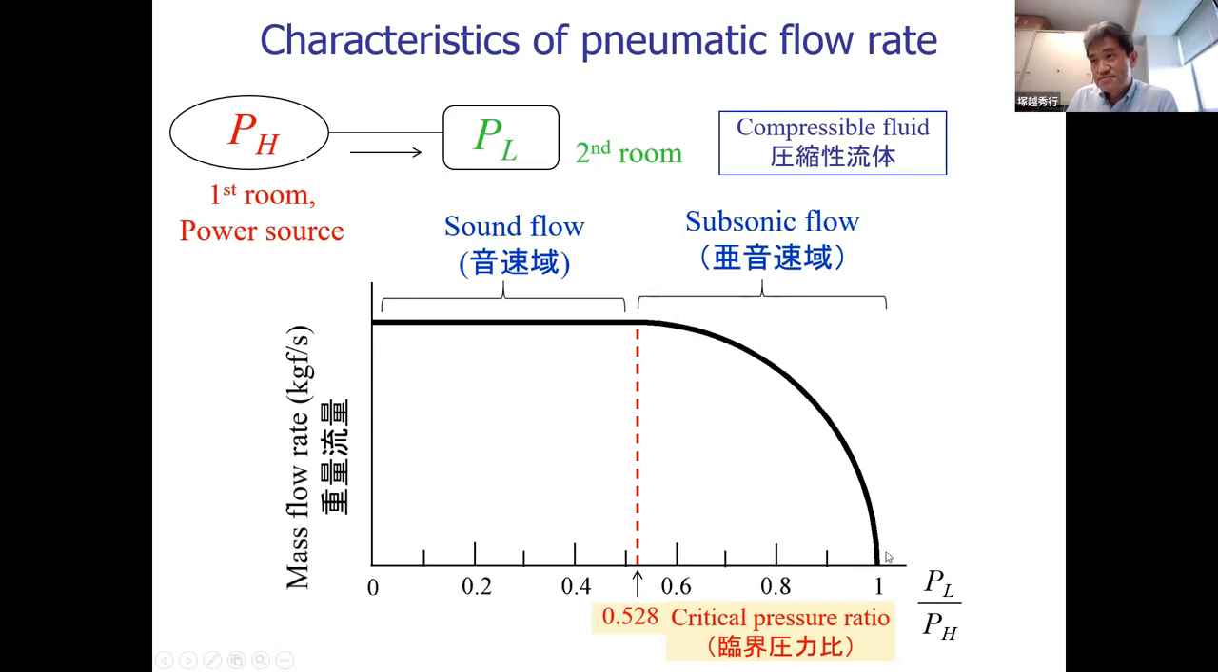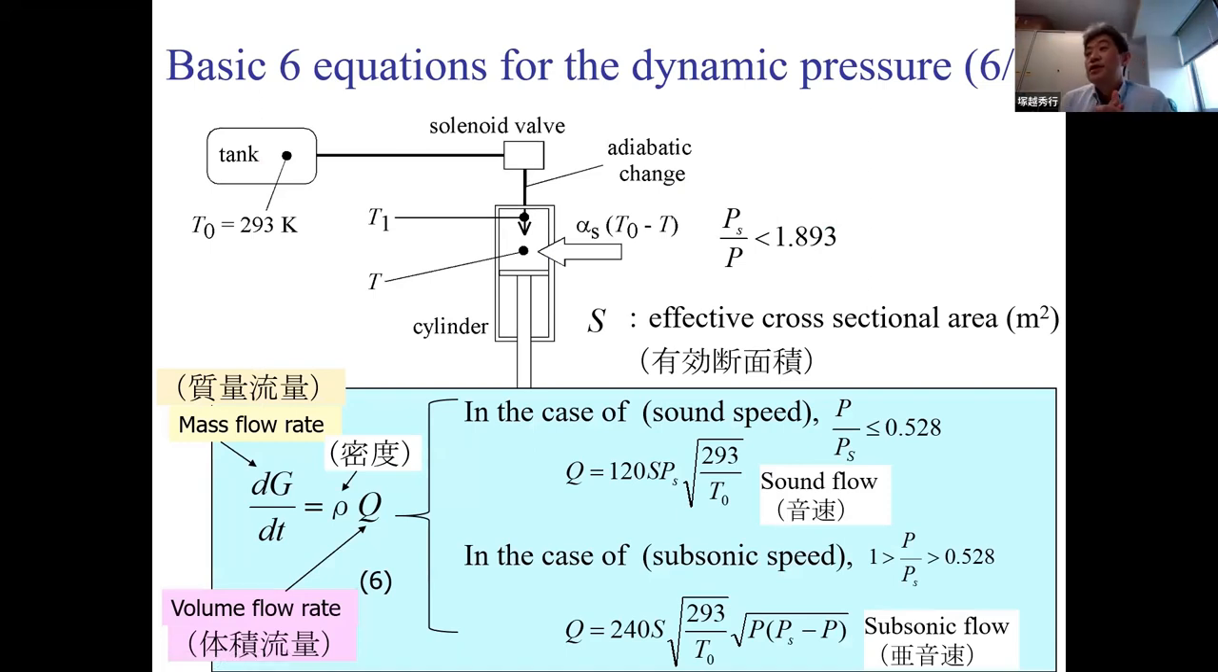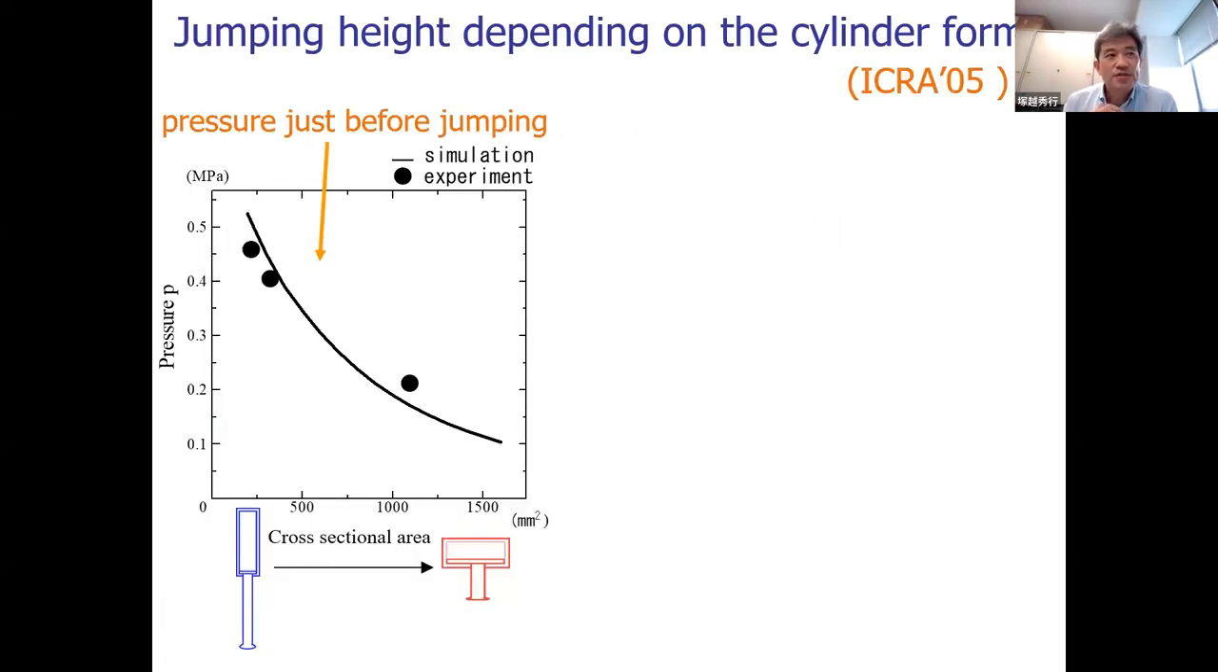It decreases drastically. The reason why this tendency arises is that in the case of air, the pressure doesn't directly affect it through a reaction force. If the pressure in the second room is very low, the air is easily thrown to the downstream side. It is not affected by the pressure inside the second room. Okay. So this flow rate itself is expressed by the sonic flow rate and subsonic flow rate. So by using these six equations, you can calculate the dynamic pressure change.